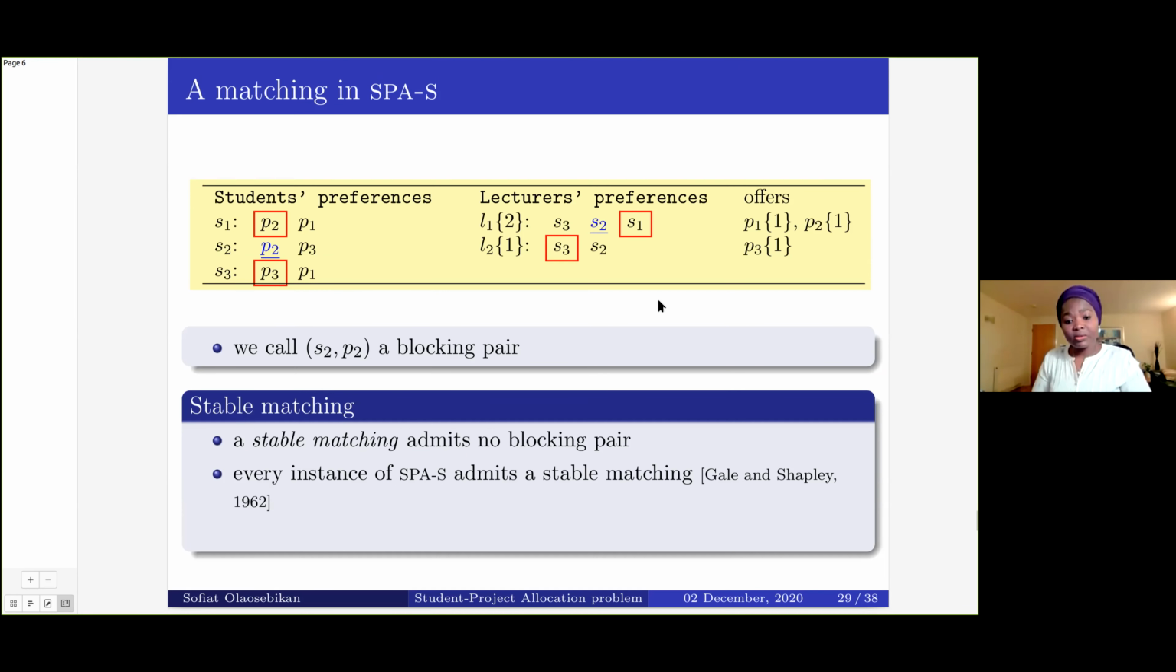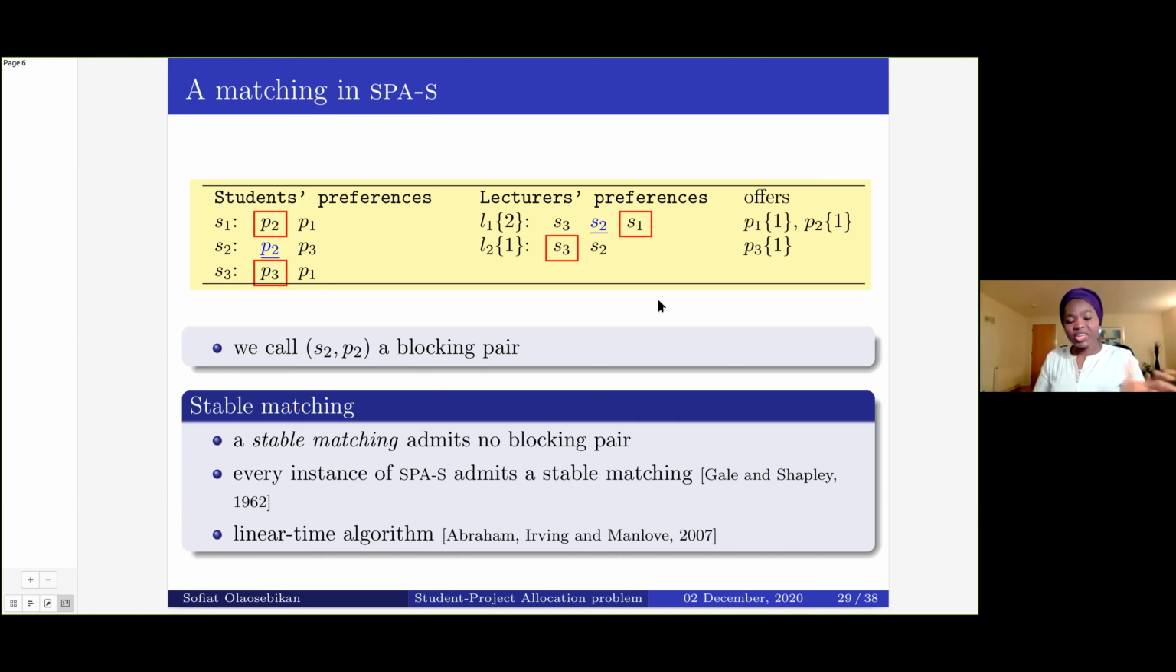And every instance of SPA-S admits a stable matching. And this follows from the results in the 1962 paper. And there's a linear time algorithm for the problem of finding a stable matching in an SPA-S instance. And this is published in the paper by Abraham, Irving, and Manlove in 2007.